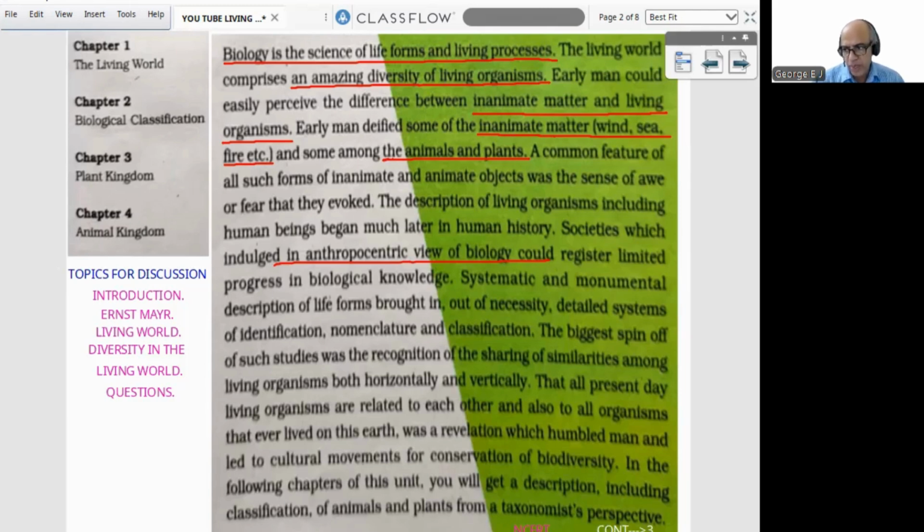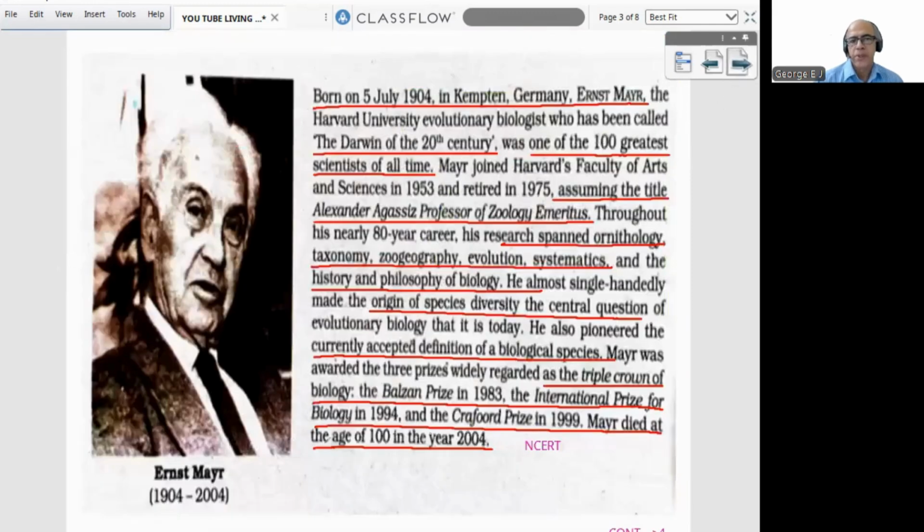So to explain these few lines, I put that page from NCERT with the lines marked in red. Again, continuing with the NCERT, this is a famous scientist, Ernst Mayr. Again, you can find red lines on it. They all came from theory or NEET exams previously. 1904, he was born in Germany. Then he is often called the Darwin of the 20th century. If we take the 100 greatest scientists of all time, he will be a member of it.